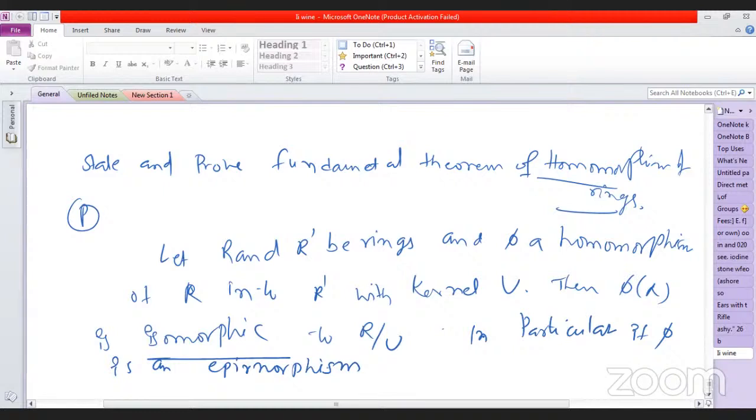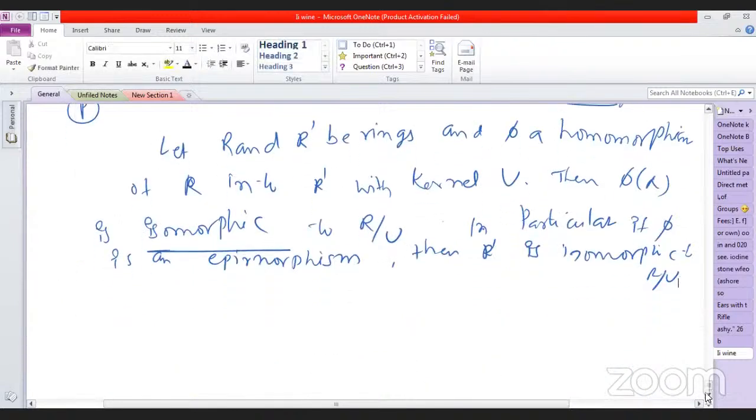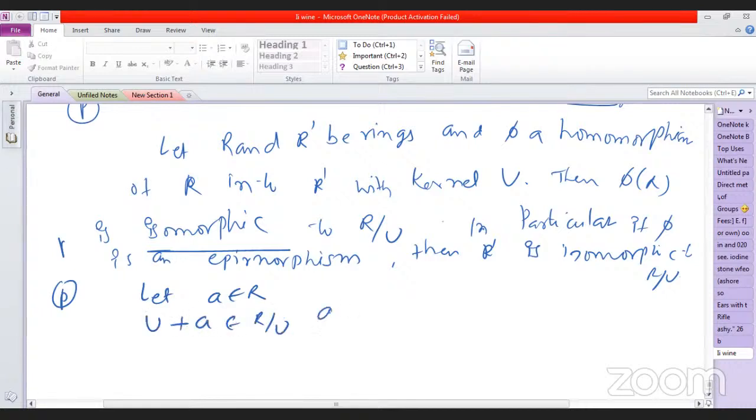In particular, if phi is onto, an epimorphism, then R dash is isomorphic to R by U. So this is the statement of the fundamental theorem of homomorphism of rings. So therefore, let a belong to R. Then U plus a belongs to R by U, and phi of a belongs to phi of R.